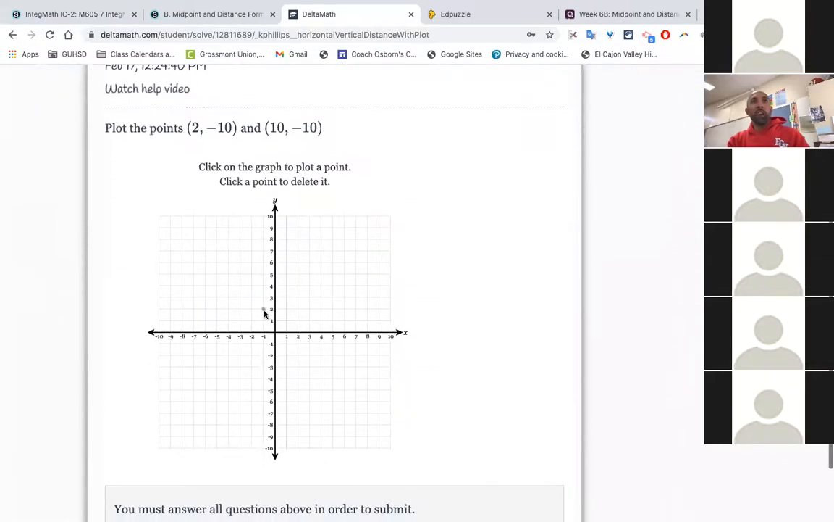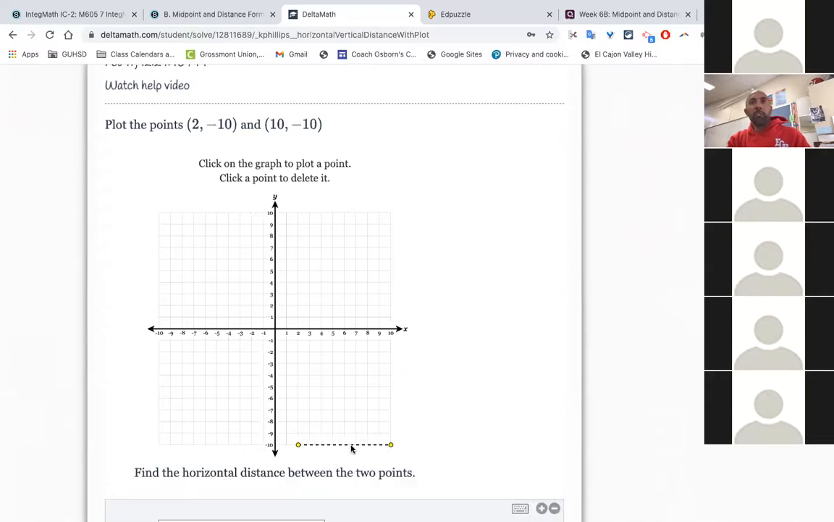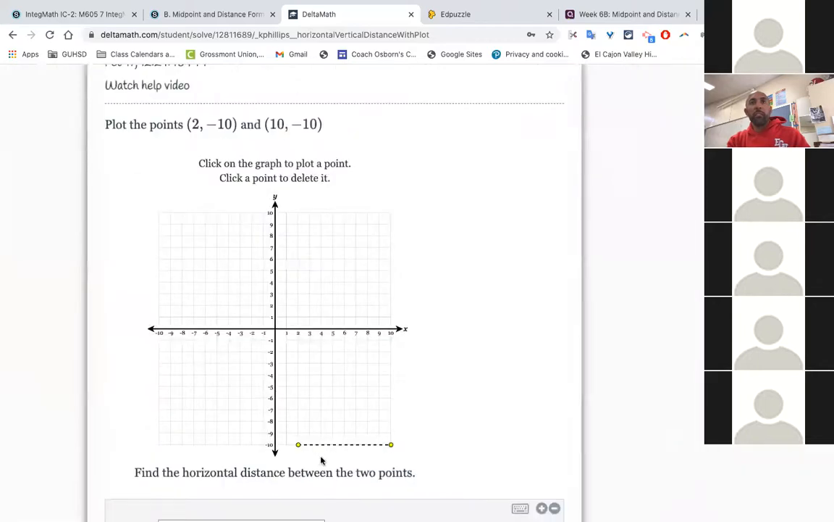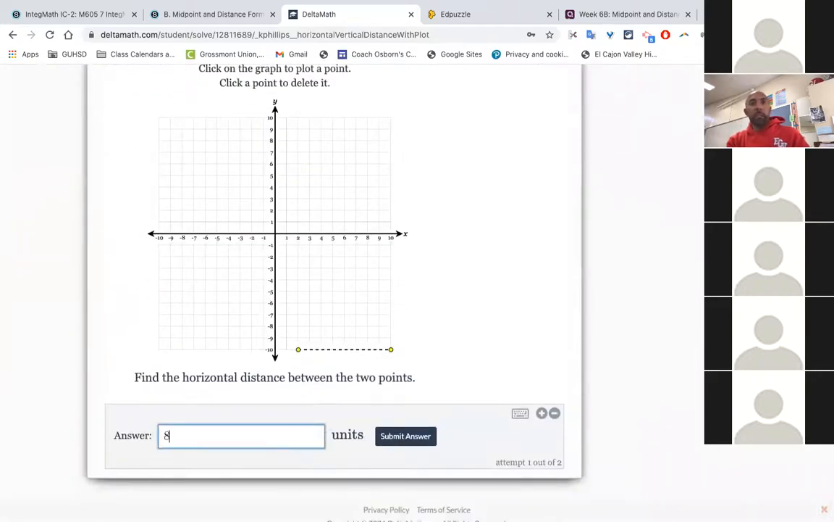All of these, you're going to do that. So here, I'll go to, let's see, 2 minus 10. And then 10 minus 10. And just count that distance. 1, 2, 3, 4, 5, 6, 7, 8. And that's it. Okay, so you're just counting the distance. Plot the points, count the distance.